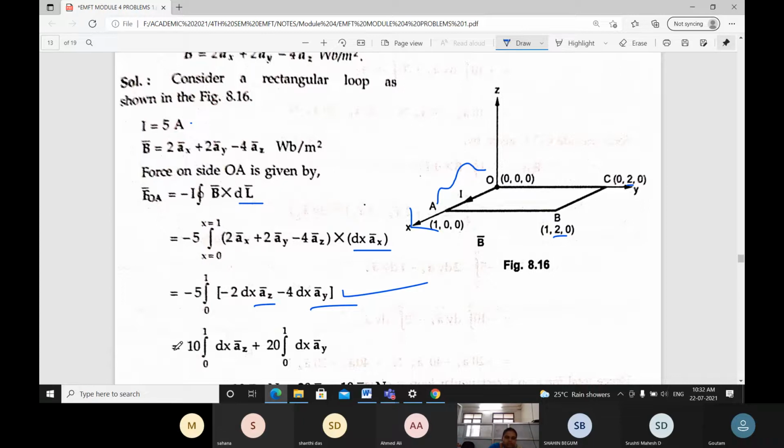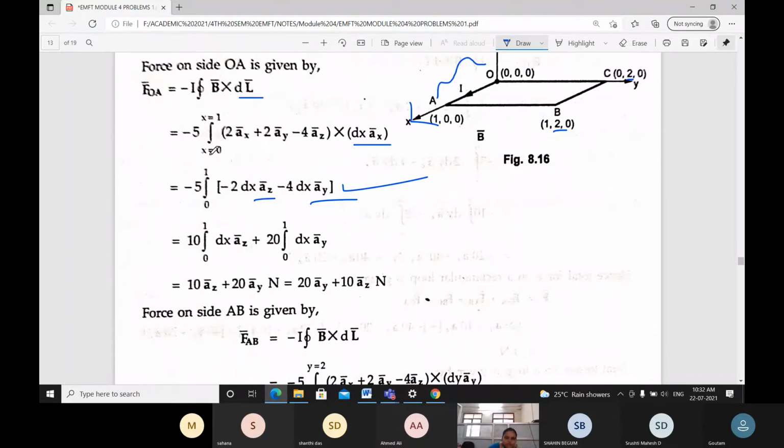That's going to be equals to what? Here, go for integration, with two integrations for this part also and this part also. 5 into 2, it's going to be 10. Integration 0 to 1 dx az plus 4 into 5, 20, integration 0 to 1 dx into ay. Therefore, after integration, the limit is 1 only, and directly you can write here 10 az plus 20 ay newtons, the force we are getting.